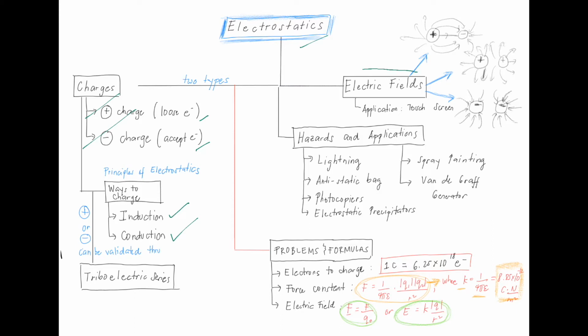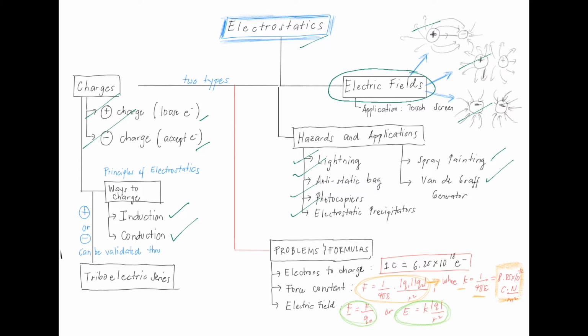Next, we're already done with the discussion of electric fields. This is the picture of an electric field from positive to negative charge, positive to positive charge, negative to negative charge. I also uploaded videos about applications of electrostatics, such as the lightning, anti-static bag, photocopiers, electrostatic precipitators, spray painting, and Van de Graaff generator.